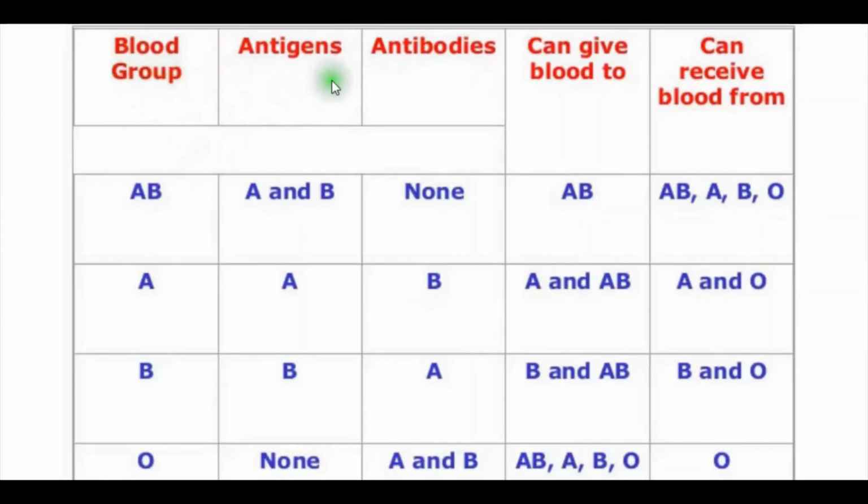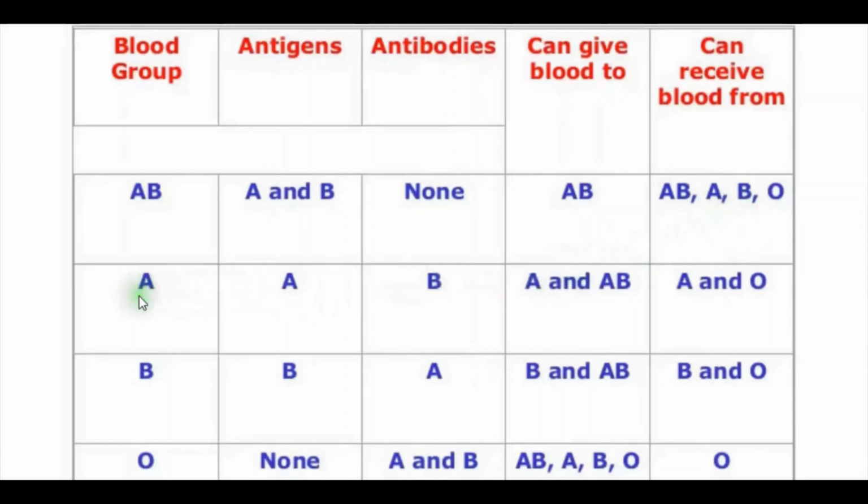Blood group, antigens, antibodies, can give blood to, can receive blood from. First, AB blood group. In AB blood group persons, A antigen and B antigen, both the antigens are present but there are no antibodies. So these persons can give blood to AB blood group alone. They can receive the blood from AB, A, B and O groups, all the groups of persons. So these AB blood group persons are known as universal recipient.